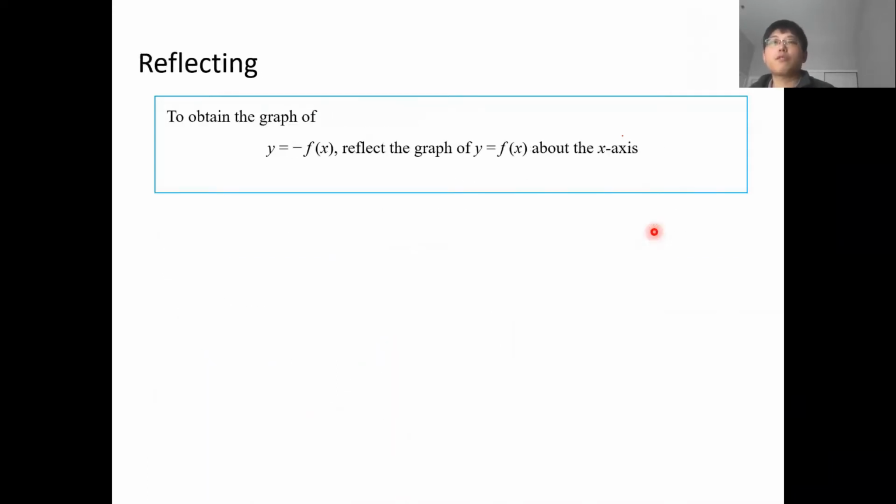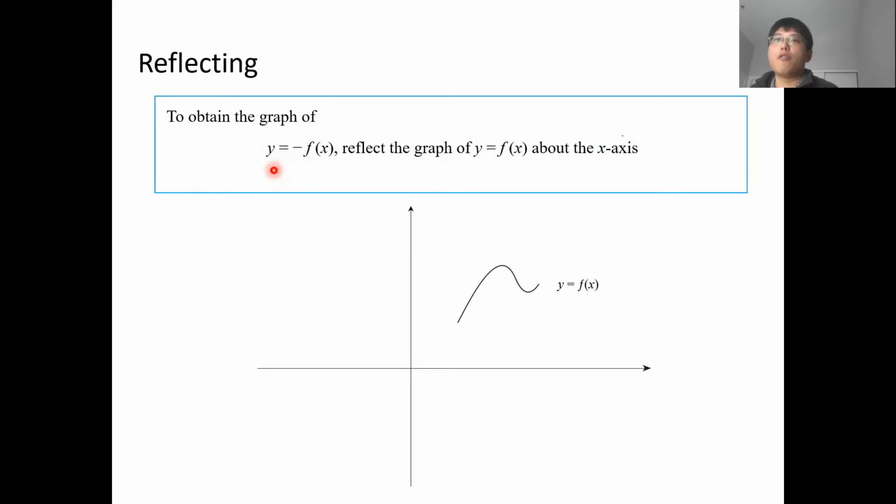Now let's also discuss reflecting. If we want to obtain the graph of y equals minus f of x, notice that the minus sign is outside f over here. If we want to obtain the graph of y equals negative f of x, that means you need to change each y coordinate to its negative. So effectively, this is reflecting the original graph about the x-axis. So that's the graph for y equals negative f of x.